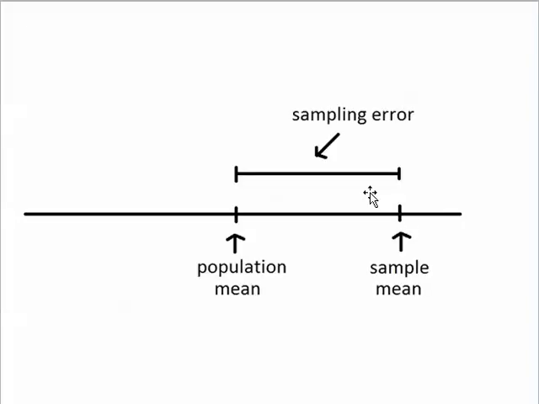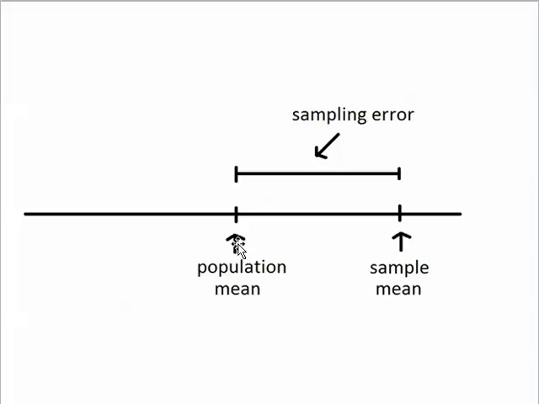So here's a diagram of the concept of sampling error. We have a population mean that we're interested in, that we would like to know, and we have a sample mean that we're calculating to estimate the population mean. The difference between the sample mean that we've calculated and the population mean that we're interested in is our sampling error.